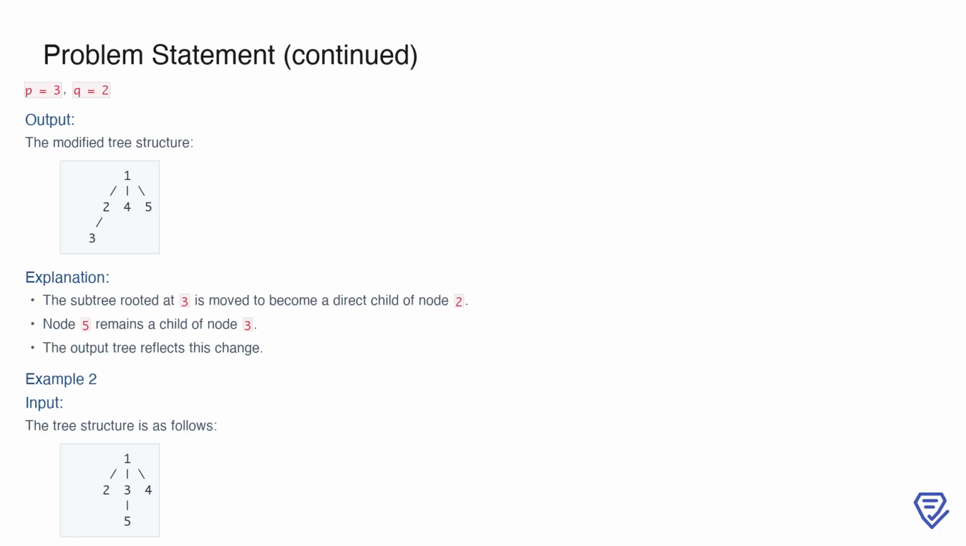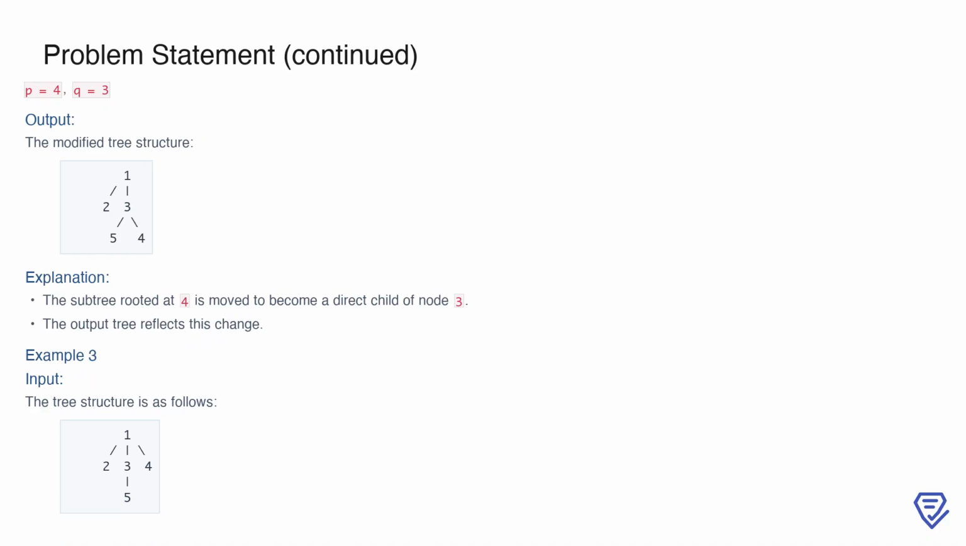After the operation, the modified tree has node 3 as a child of node 2, and node 5 remains a child of node 3. The tree structure now reflects this change, with 2 having 3 as one of its children, alongside any other original children. This demonstrates a valid operation where the subtree is successfully moved.